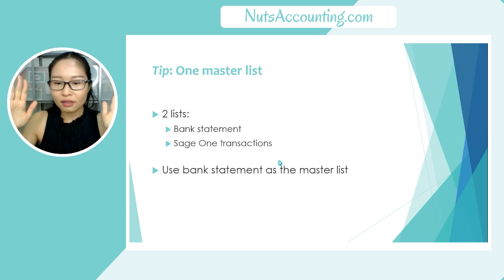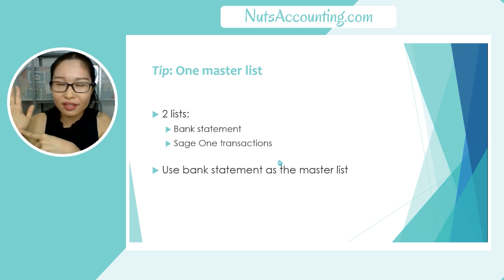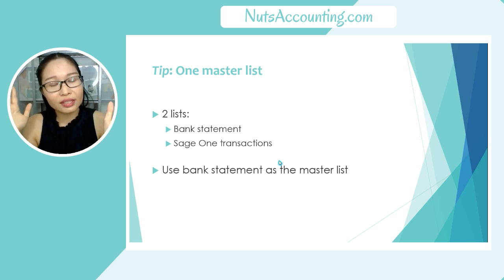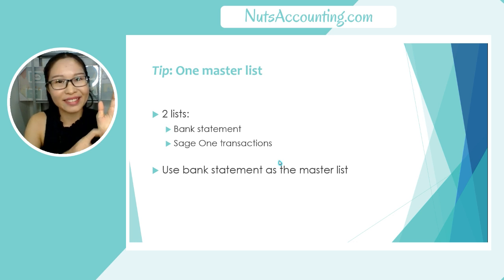So I would follow my bank statement listing as my master list. Just like the example I told you, even if I saw that the next transaction is already found in the bank statement, I ignore it and follow along my bank statement transactions. I just follow along the bank statement transactions and everything will be correct.